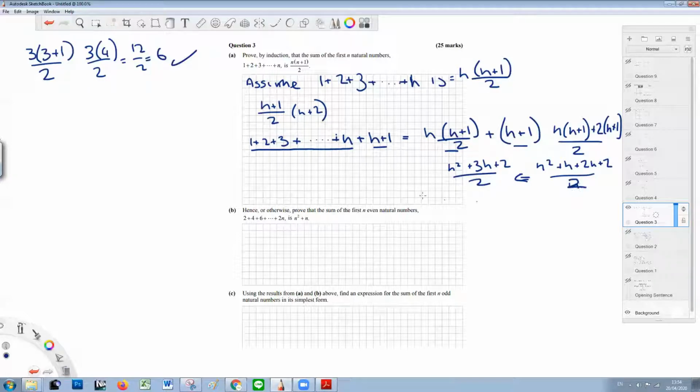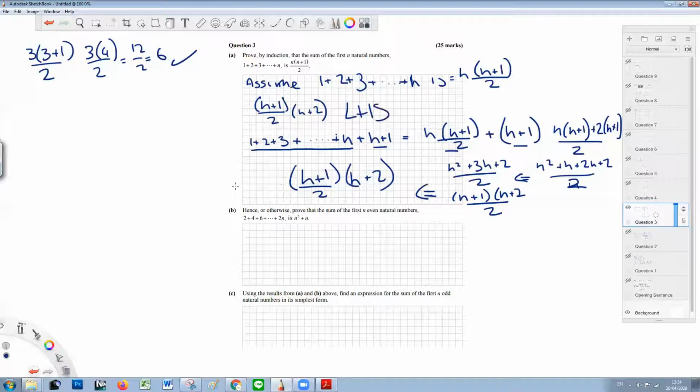That's the worst 2 ever. And then the factors of that are just going to be h plus 1 and h plus 2 over 2. And that is essentially what we had over here, because that is the same as h plus 1 over 2 multiplied by h plus 2. So our left-hand side is equal to our right-hand side. So that's proven. So that's basically what you need to do for that, and just be able to work it down and make sense of it for yourself. So hopefully that did make sense.